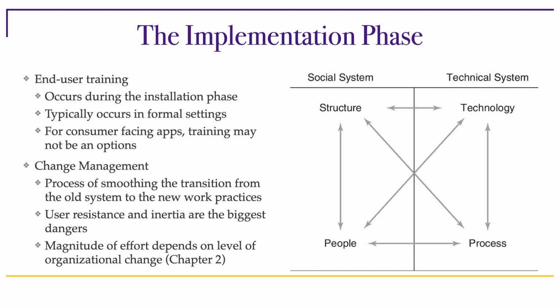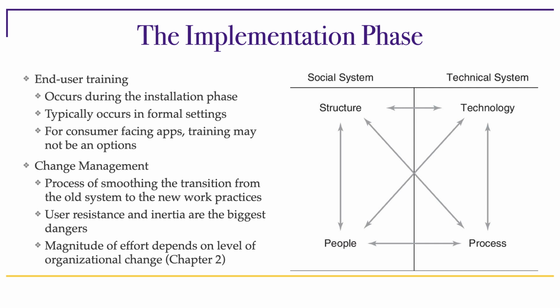So what we've talked about so far is the technical side of the implementation phase, right? Where we are installing software on production hardware. But there is obviously the social side of the implementation phase, which is really where you go from technology to IS. So the elements here are typically training, right? End user training will occur during installation. Generally it is in informal settings like a classroom. Increasingly it is virtual.